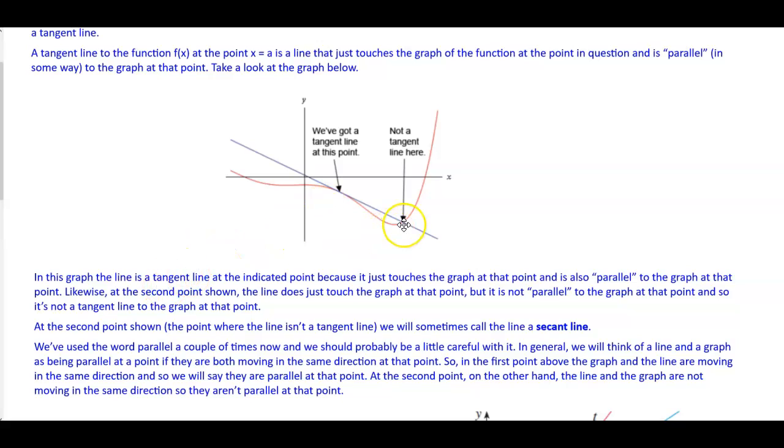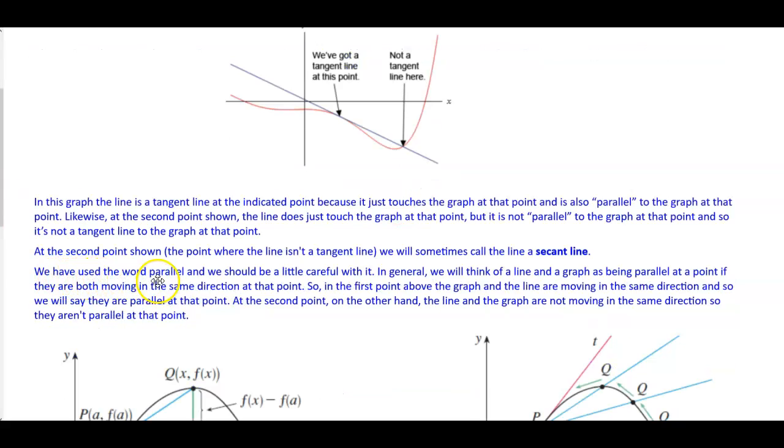Now likewise, at the second point shown, the line does just touch the graph at that point, but it is not parallel to the graph at that point, and so it's not a tangent line to the graph at that point. Now at the second point shown, the point where the line isn't a tangent line, we will sometimes call that line a secant line.